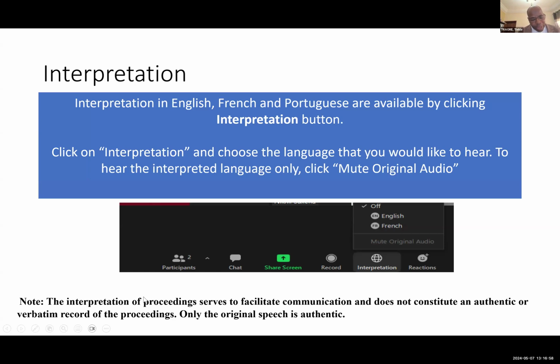Below, there is a note that is written: the interpretation of proceedings serves to facilitate communication and does not constitute an authentic or verbatim record of the proceeding. Only the original speech is authentic. That is to cover everyone legally, so you don't go and take anyone to court because the interpretation was not good. And artificial intelligence does it now.